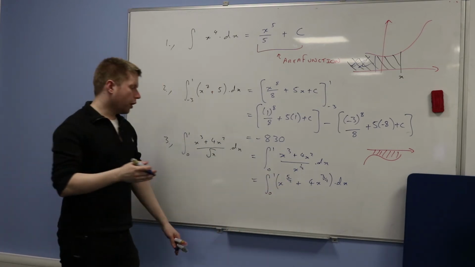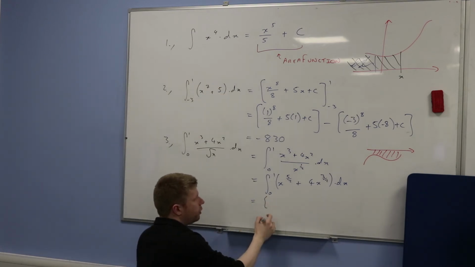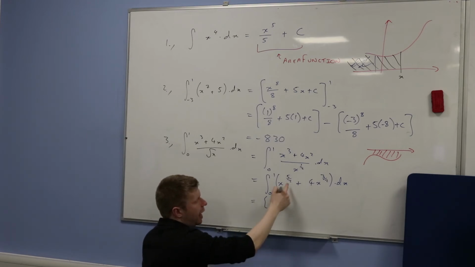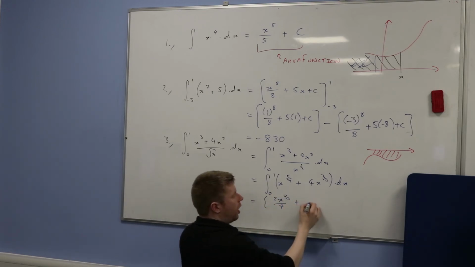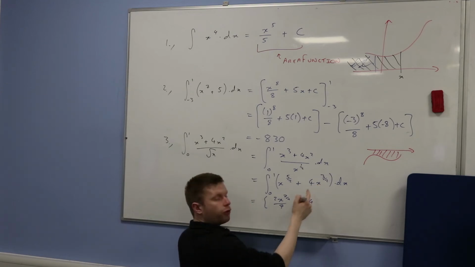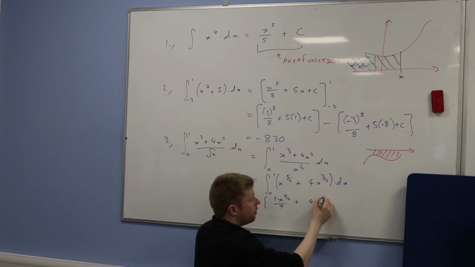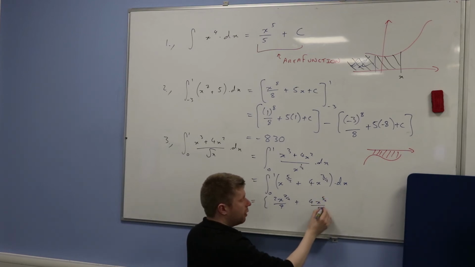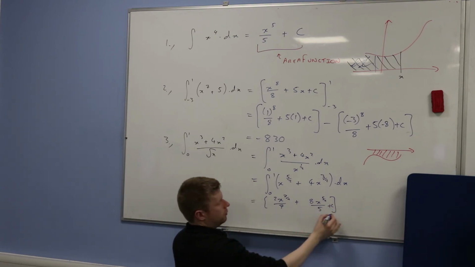All right? So, running out of space a little bit, let's see if we can squeeze it in. What would the area function be? It's going to be x to the power of, raise the power by 1, you get 7 over 2. Good. Then you need to divide by that power. Plus 4 times, 3 over 2 plus 1 is 5 over 2, and then you need to divide by that, hence it becomes 8 over 5. Plus c, of course, between 0 and 1.